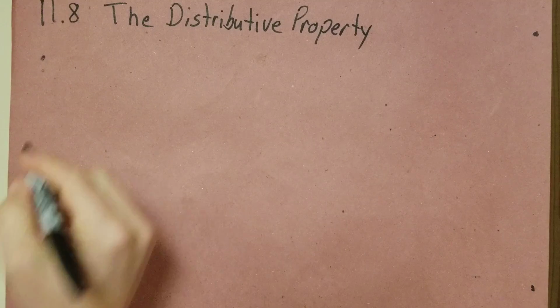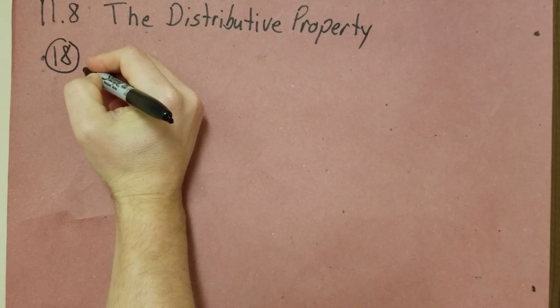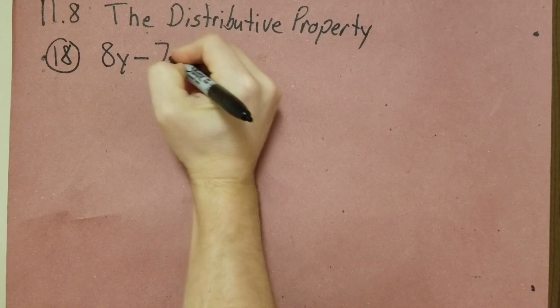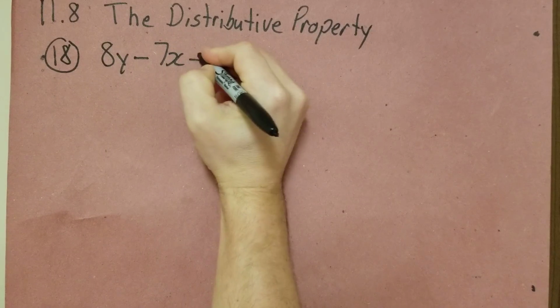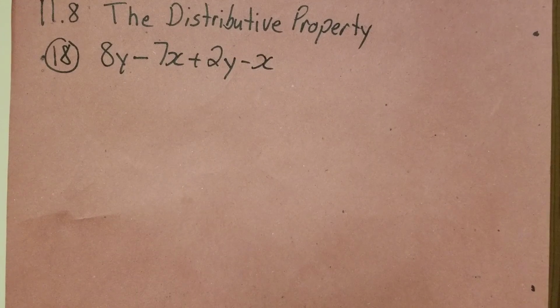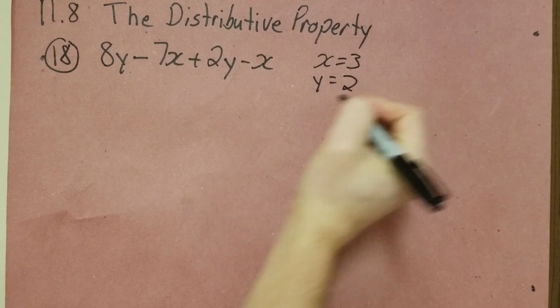But before I actually do that, yesterday you guys struggled a little bit with like terms. So I do want to go back to like terms, just do one for you. The last question was question 18, and a lot of you kind of struggled with that. So this is from sheet 11.7, where it's 8y minus 7x plus 2y minus x. So they're asking you to simplify and then evaluate where x equals 3, y equals 2.